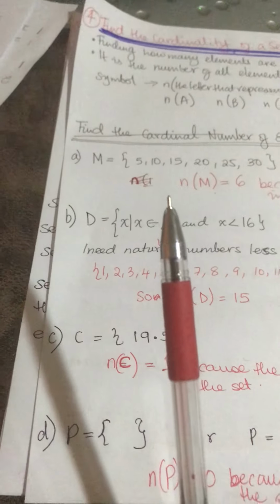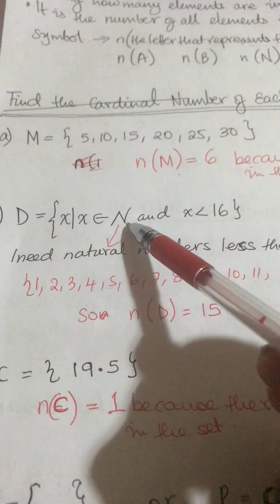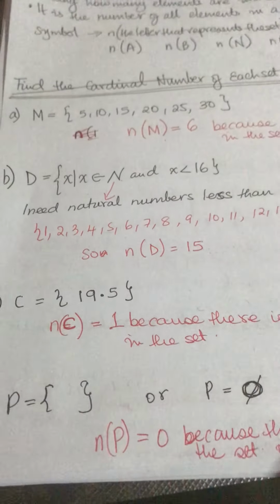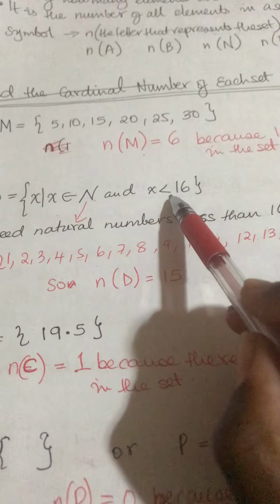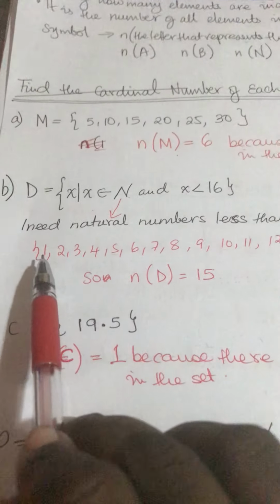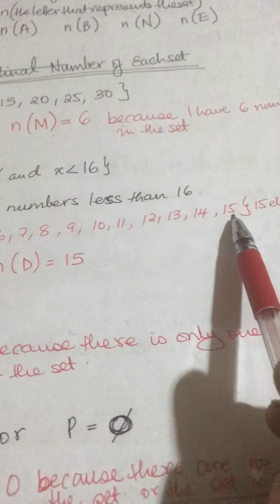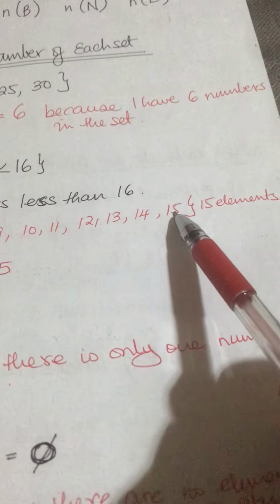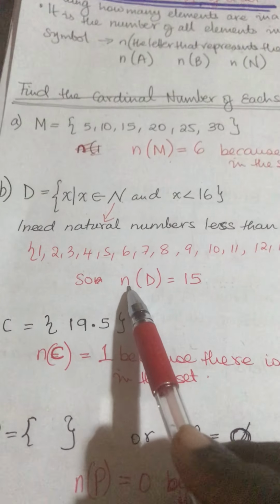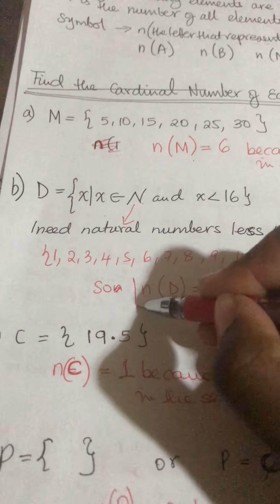Okay? All right. Here you want the element X. X has to be a natural number. How do I know? Because this N means natural. Okay? X has to also be less than 16. So I want all natural numbers less than 16. I wrote them all here. 1, 2, 3, 4, 5, 6, 7, 8, 9, 10, 11, 12, 13, 14, 15. When I counted them, I found 15 elements. So my cardinality for D is 15. So this is my answer.